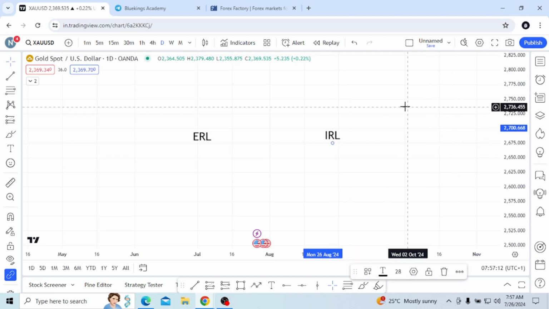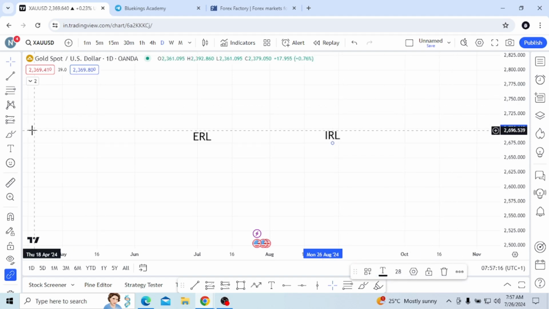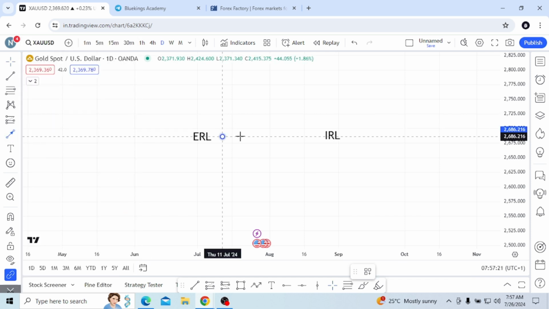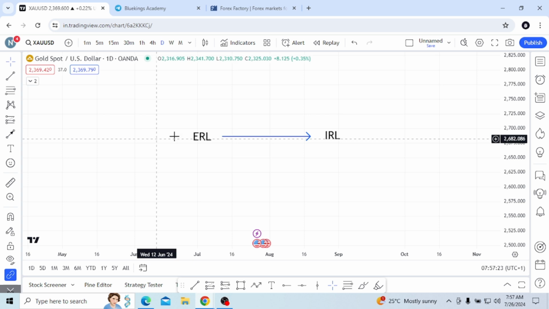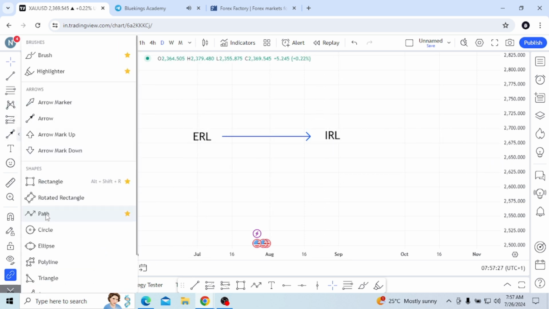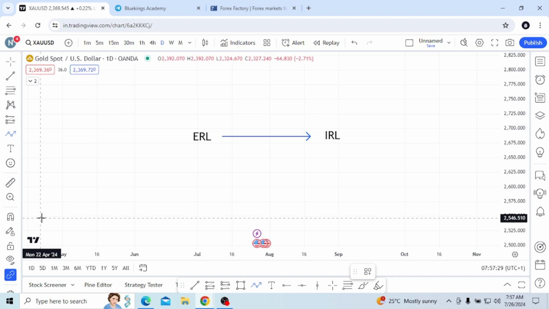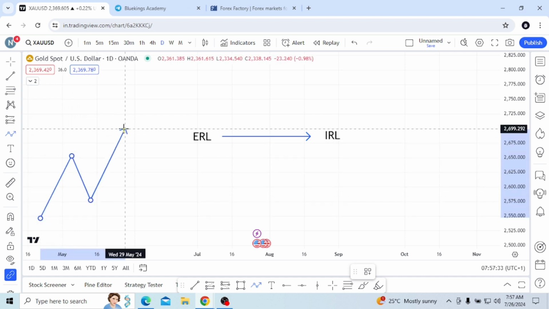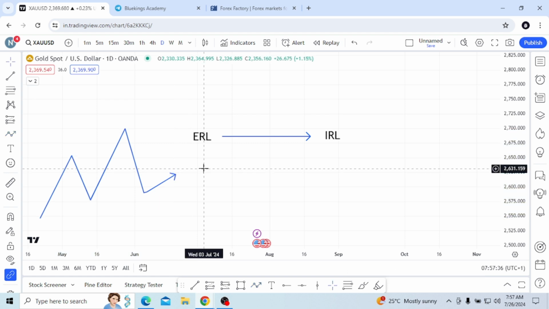So welcome back. Now, if you have issues with identifying draw on liquidity, it's because you don't understand the interaction between ERL and IRL. Okay, so what's the interaction? This is external range liquidity, this is internal range liquidity. Now, what I mean by external range liquidity is that the market will always do this, do this, do this, and do this. Why is it moving that way?